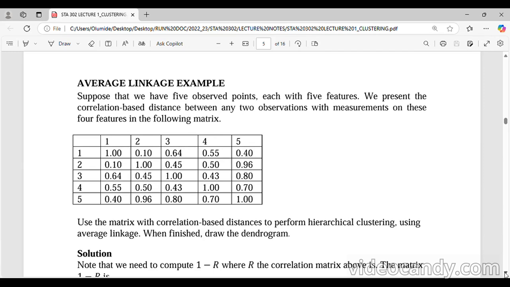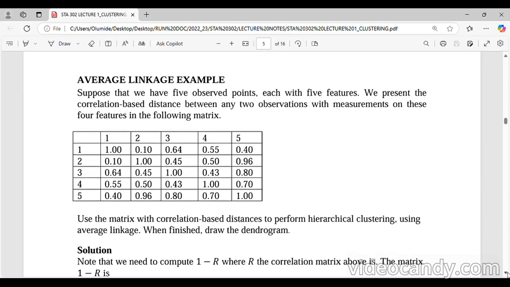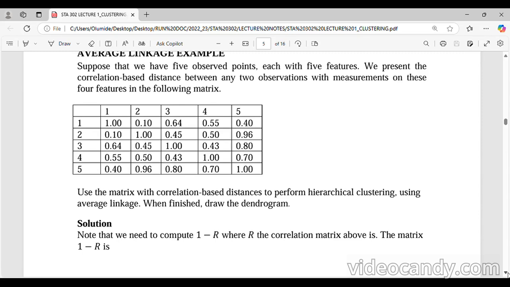Just like we know, average linkage is the distance between clusters, which is the average distance between any pair of points from two clusters. Here we are looking at a correlation based distance between any two observations. Now let's look at the example. Suppose that we have 5 observed points, each with 5 features. We represent the correlation based distance between any two observations in the following matrix.